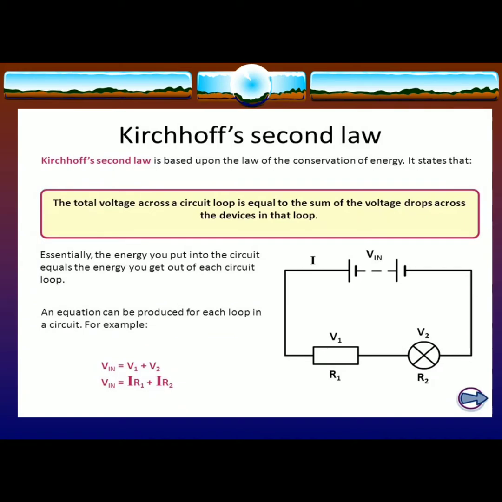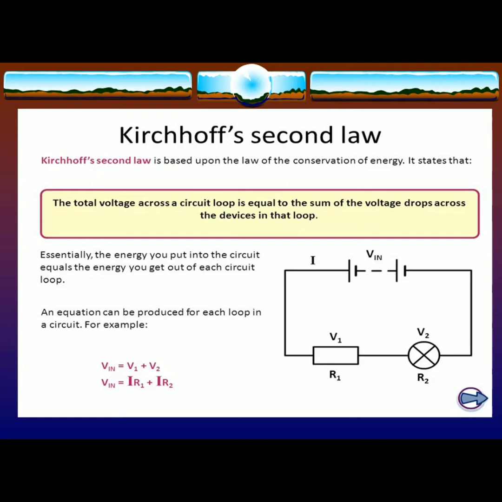Kirchhoff's second law is based upon the law of the conservation of energy. It states that the total voltage across a circuit loop is equal to the sum of the voltage drops across the devices in that loop. Essentially, the energy you put into the circuit equals the energy you get out of each circuit loop. An equation can be produced for each loop in a circuit.